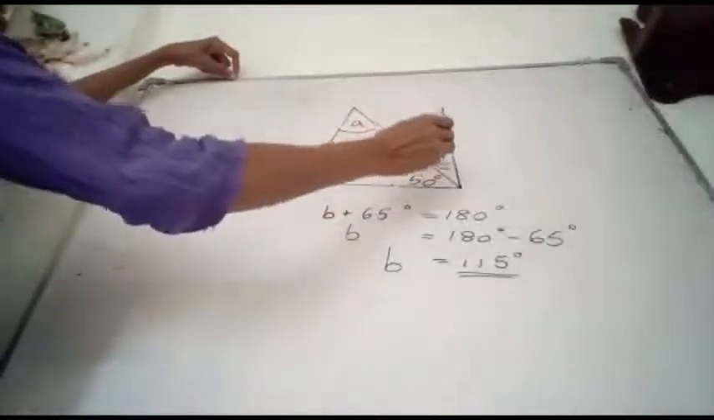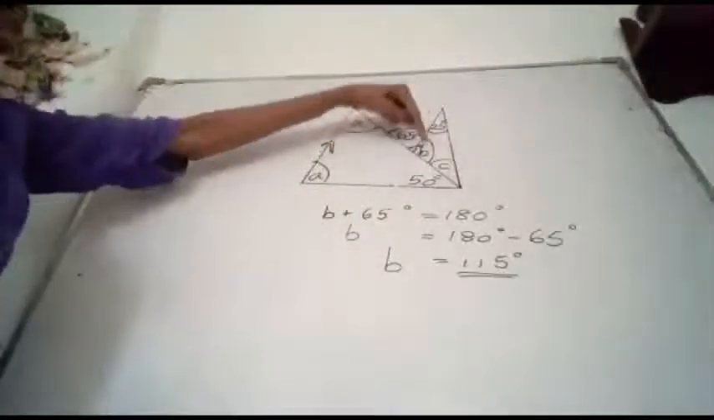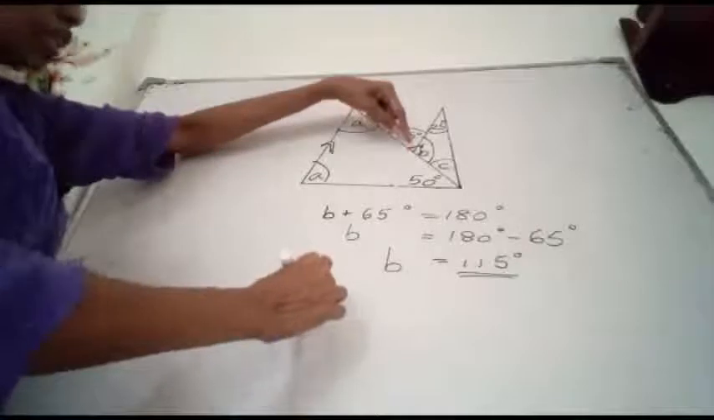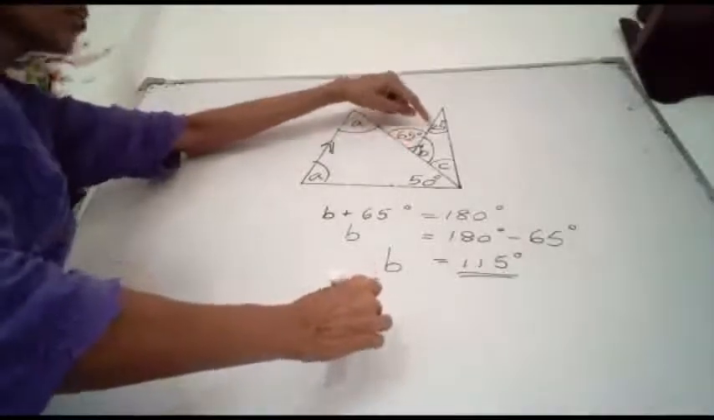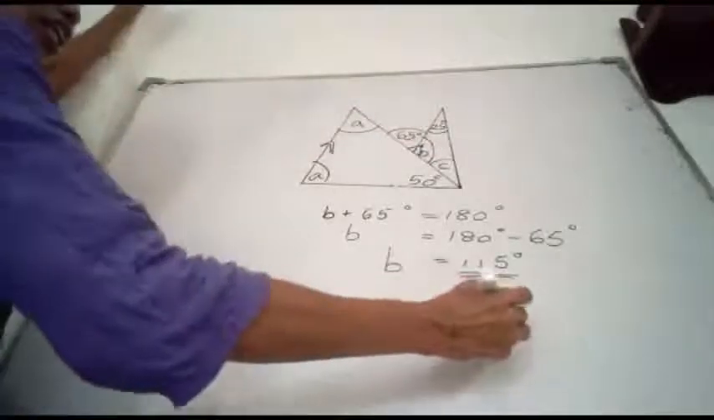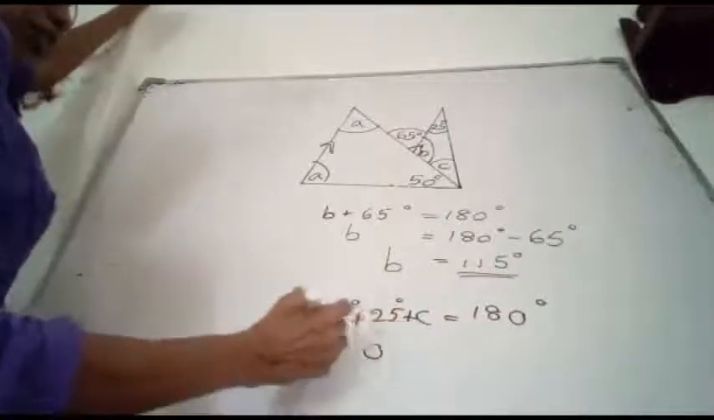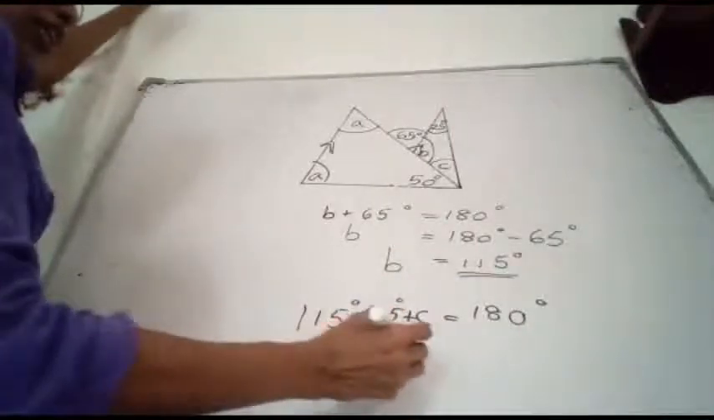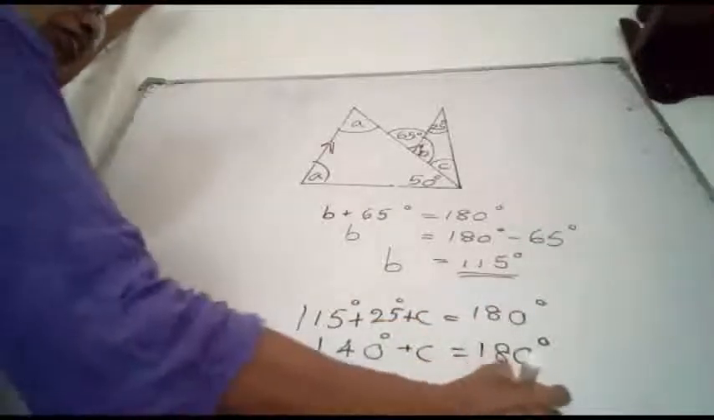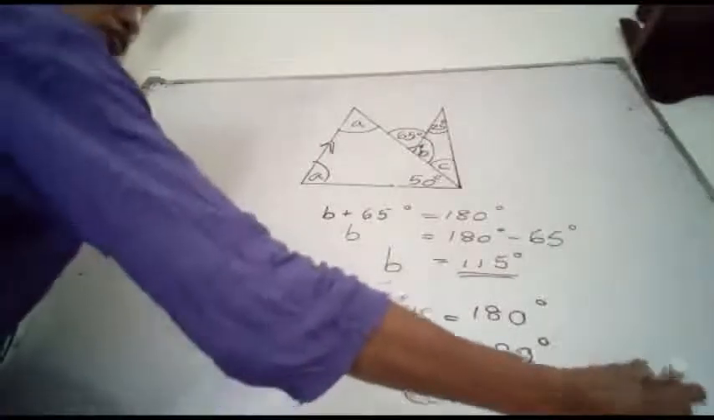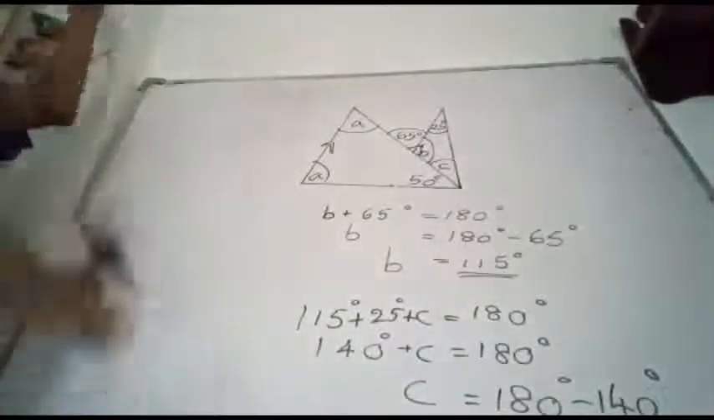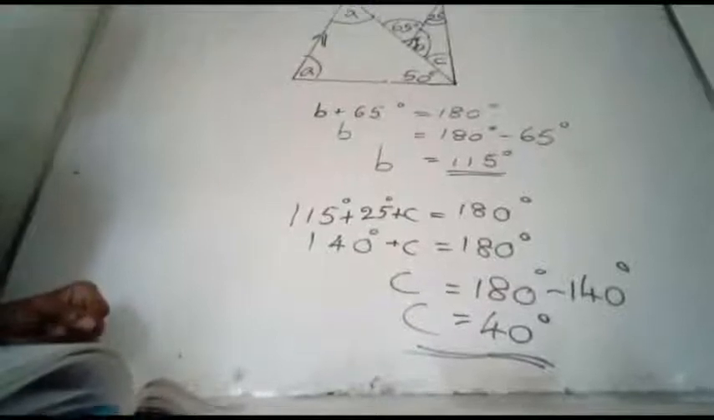Now see, this is a triangle. The sum of the three interior angles is 180 degrees. B is equal to 115, plus 25, plus C is equal to 180. 140 plus C is equal to 180. C is equal to 180 subtract 140, equal to 40 degrees. C is equal to 40 degrees.